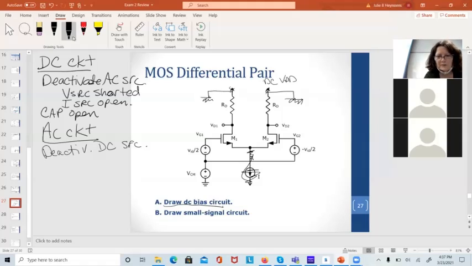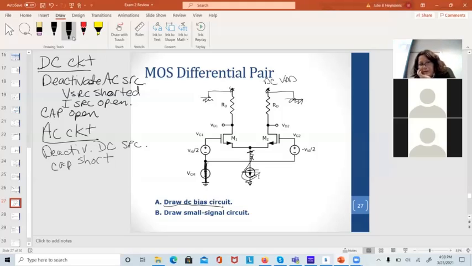My common mode source is a DC source, so that gets shorted out. And then the capacitors become shorts until we get to frequency analysis after this exam. AC circuit is also just small signal, right? Yeah, that's the small signal AC circuit.